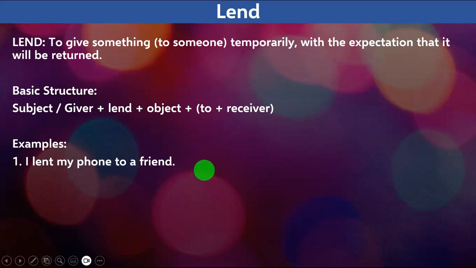I lent my phone to a friend. Now, lent is the past form of lend. Okay, it's lend, lent, lent. Lend is the present tense, lent is the past tense. I lent my phone to a friend, right? Which means that you have given it temporarily and your friend has to give it back to you.